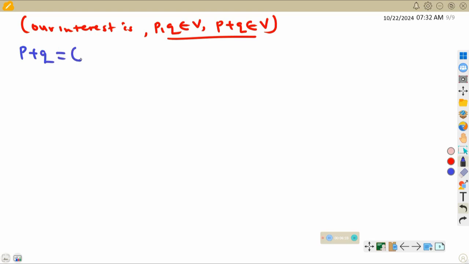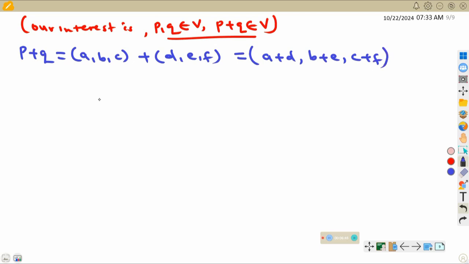What is P plus Q? P is the same as A, B, and C. Q is the same as D, E, and F. So when you add the corresponding components, you will get A plus D, B plus E, C plus F. So P plus Q is the same as A plus D, B plus E, C plus F. This is what we have as P plus Q.